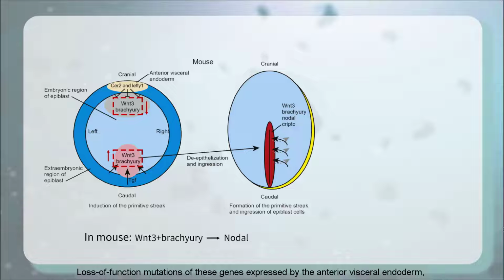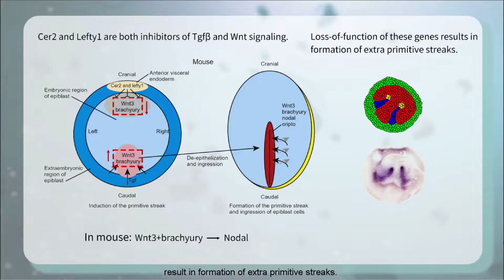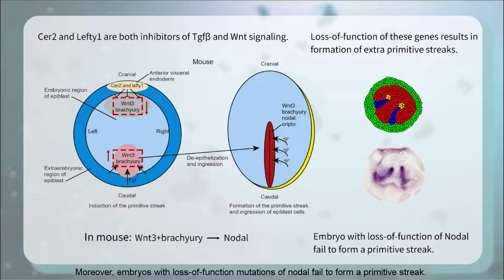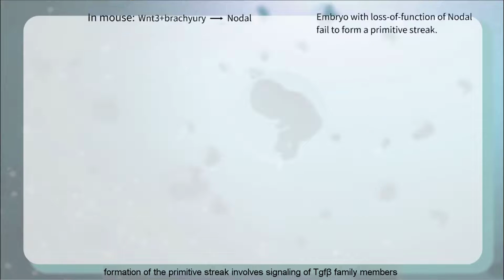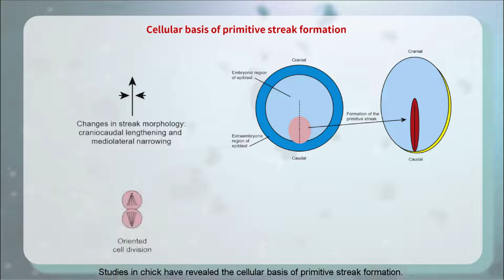Loss of function mutations of genes expressed by the anterior visceral endoderm, for example, Cer2 and Lefty2, both inhibitors of TGF-beta and Wnt signaling, result in the formation of extra primitive streaks. Moreover, embryos with loss of function mutations of nodal fail to form a primitive streak. Further studies in mouse revealed that the formation of the primitive streak involves the signaling of the TGF-beta family members from extraembryonic tissues.